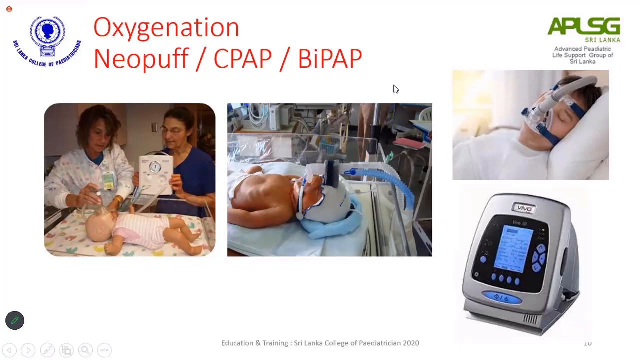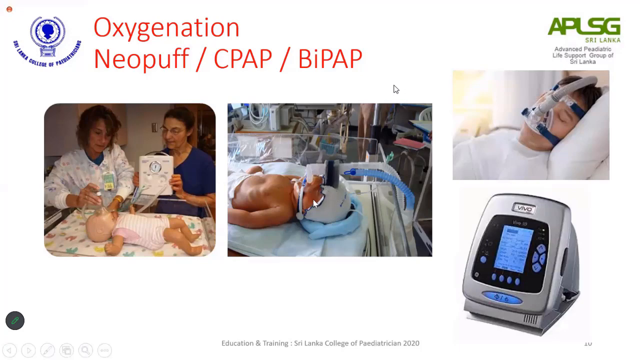Oxygenation can also be done by using other advanced equipment such as the neopuff, the CPAP and the BiPAP. The neopuff is usually used for newborn resuscitation and for managing critically ill newborns in the NICU. As you can see on the first picture, you can deliver a specific amount of oxygen to the baby, and this is a more advanced method than the traditional bag and mask that we use for neonatal resuscitation. You can deliver an exact amount of pressure through this, and that can provide effective oxygenation in newborn resuscitation.